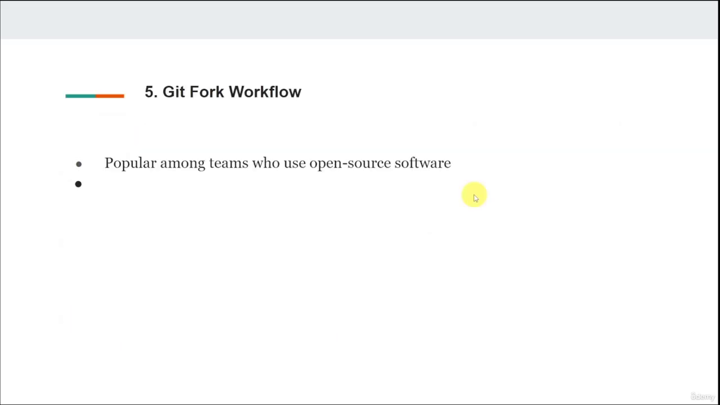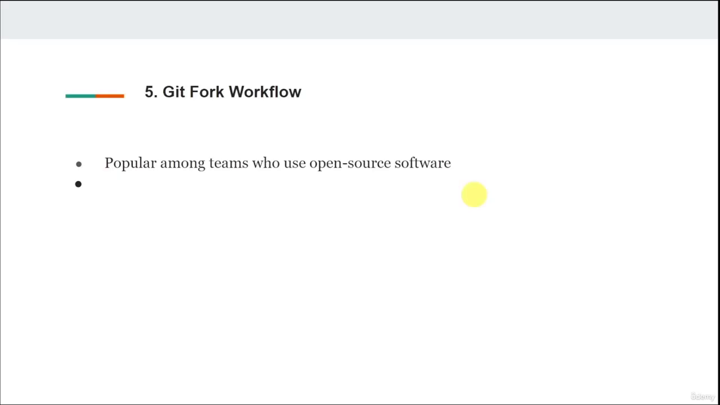The last one is the Git fork workflow. Actually, for this workflow, we don't need to know more. It's mainly for open source software. If anyone needs to know more about these terms, of course, it's a good thing. I already put the link inside the resource slide, so you can check that.